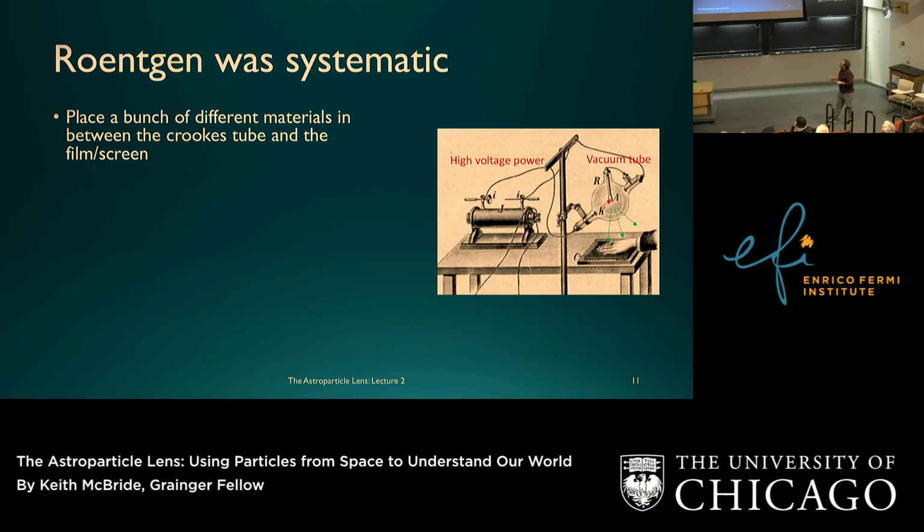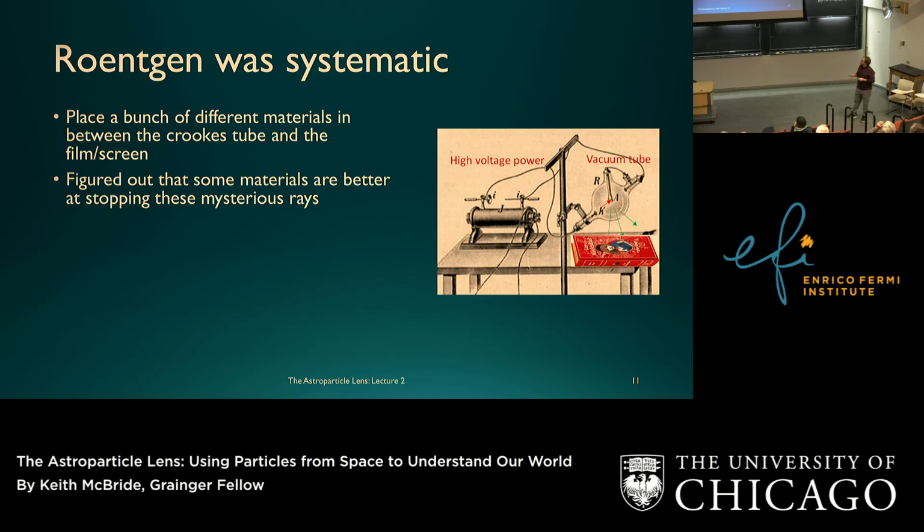So he took a bunch of different materials and placed them between the Crookes tube and his screen, and found that some thick materials didn't block the X-rays, didn't stop my screen from glowing, but something like lead did. So he put different books and different thick things like that. But thin pieces of lead actually did a very good job of stopping the screen from glowing green.